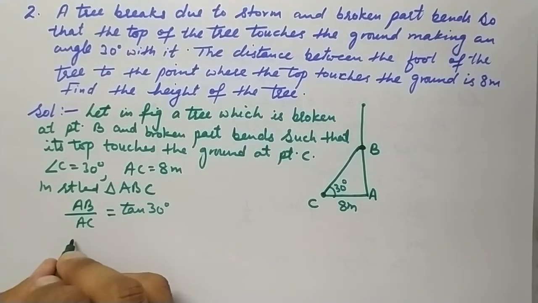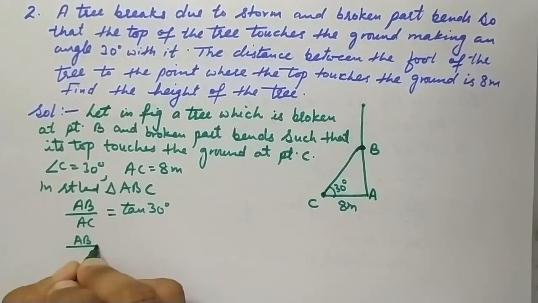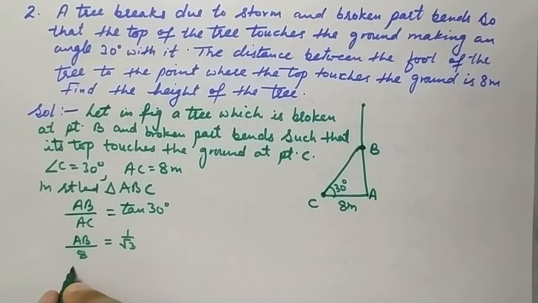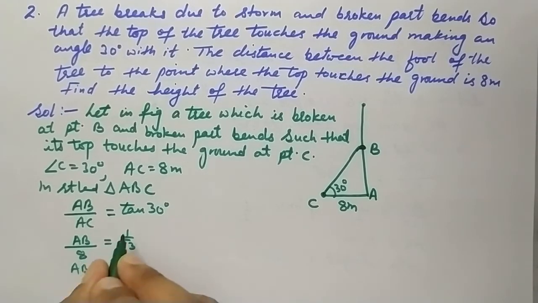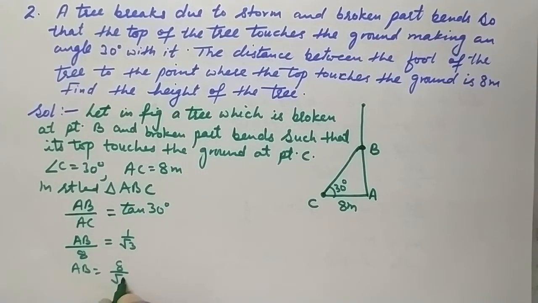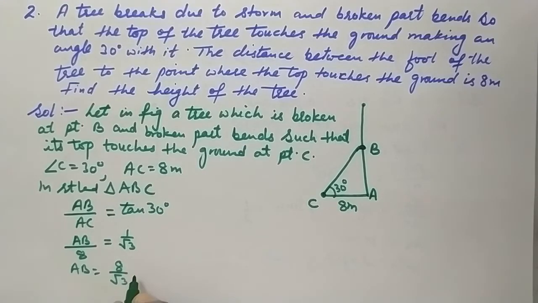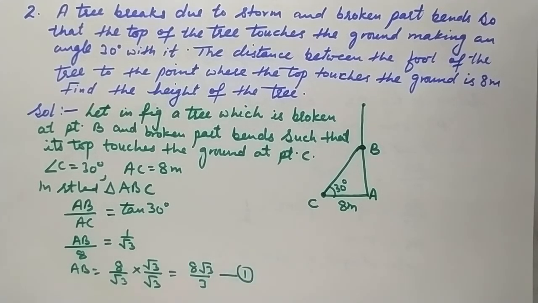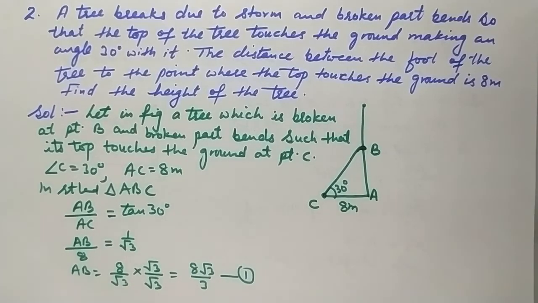Now you can fill in the values. AB over AC, where AC is 8, and the value of tan 30 is 1 by root 3. So AB is 8 over root 3. You can rationalize here also: multiply up and down by root 3, so it becomes 8 root 3 over 3. This is equation number 1. So we have found the value of AB.